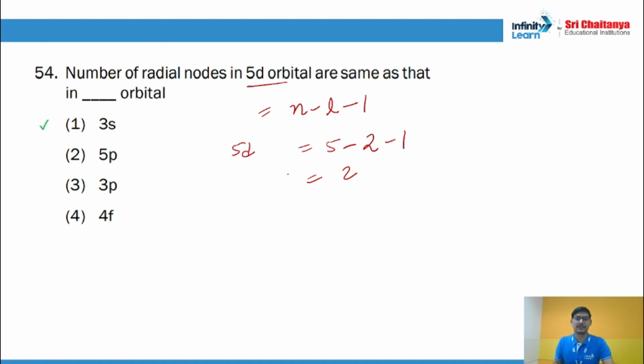Now find out. The correct answer is 3s. You can find out in all of them. I'm doing it for the correct answer. The number of radial nodes is 3 minus L value for s is 0 minus 1. 3 minus 1 is 2, right? So there are 2 radial nodes in 3s. Likewise, you can find out in 5p how many radial nodes are there. 5 minus the value of L for p orbital is 1 minus 1. So it is 5 minus 1 minus 1. It is 3. So that cannot be the correct answer. Likewise for all of them.